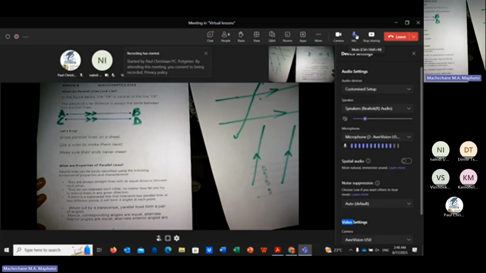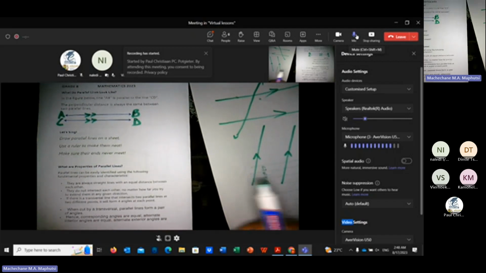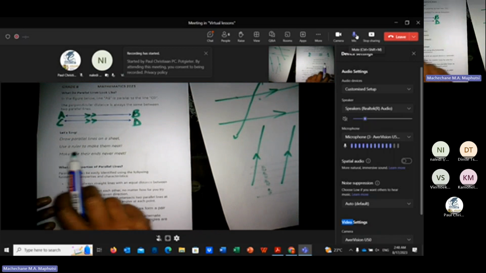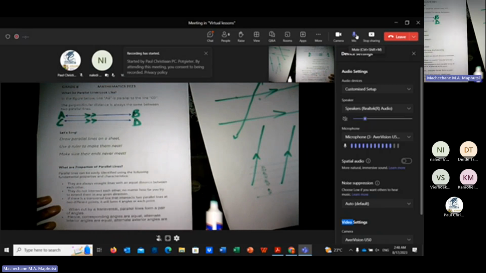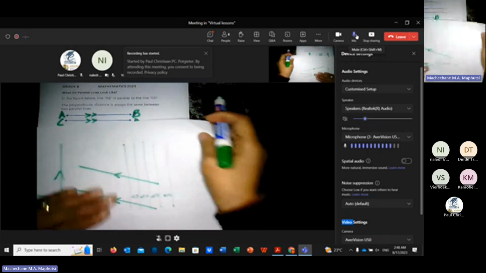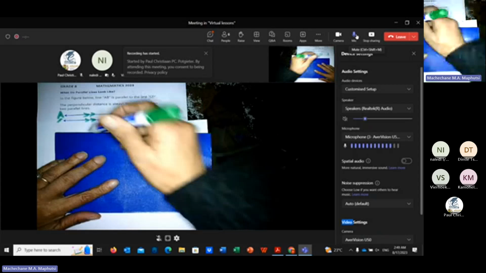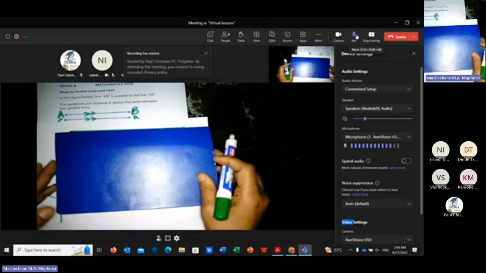It says, when you draw parallel lines on a sheet, use a ruler to make them meet, meaning that you don't just draw, because if you draw, you can have crooked lines, but you must use a ruler and make sure that the spaces between the two lines are the same. After using a ruler, you make sure that the ends never meet. So if I'm having my ruler, let's say this is my ruler, I'm going to draw there. Using a ruler, I'm going to draw a parallel line.